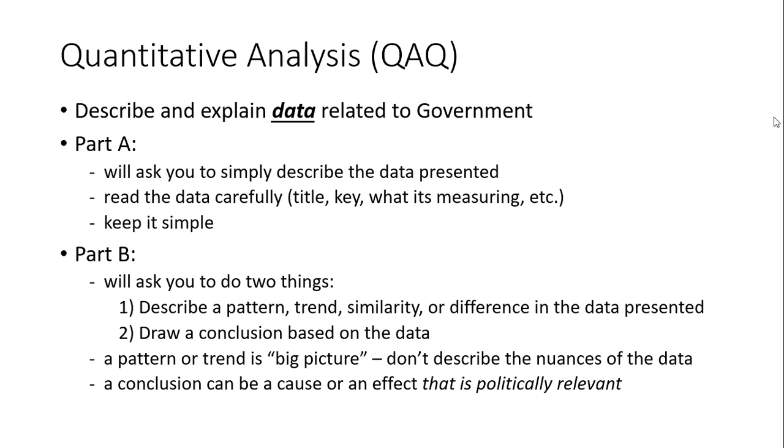Part A is perhaps the easiest thing on the entire exam, so we really don't want to screw this part up. In Part A, you are simply asked to describe data presented in the data table or chart or graph or whatever it is that you're looking at. Literally, just describe the data. Because it's so easy, make sure you read it carefully. Look at the title of the data table, look at the key, look at what it's measuring, look at the data carefully. And I also encourage you to keep this answer simple.